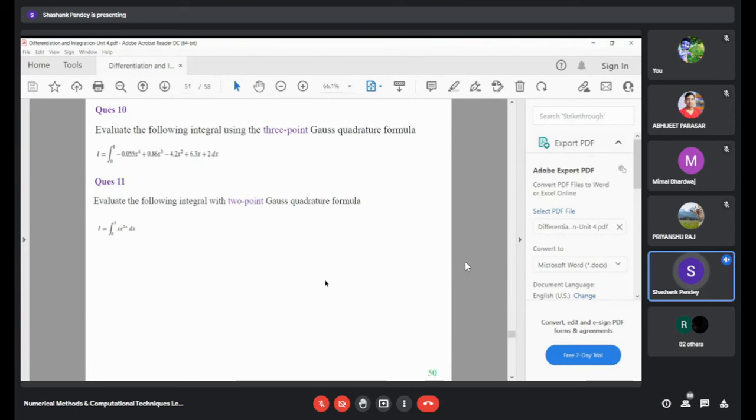Now, can anybody solve these two problems using the Gauss quadrature formula? First, using the change of variable approach, we will express x in terms of xd and dx in terms of dxd, and change the limits of integration from 0 to 8 to minus 1 to 1. Please solve it. You have a solved example similar to the given problem in question number 10.